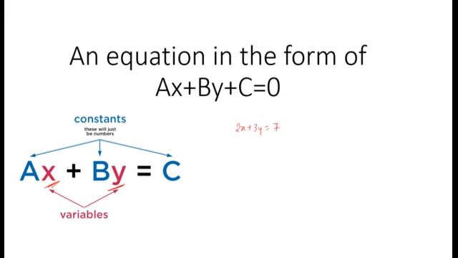Here you can see a is replaced by 2, b is replaced by 3, and the value of c would be different at both places. If I go with this standard form, first of all I have to make some changes. I have to make it 2x plus 3y minus 7 is equal to 0, and then I can say that the value of c is minus 7. So this is the way we express a linear equation in two variables.